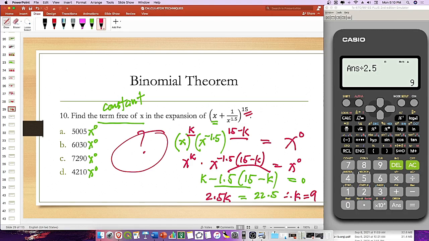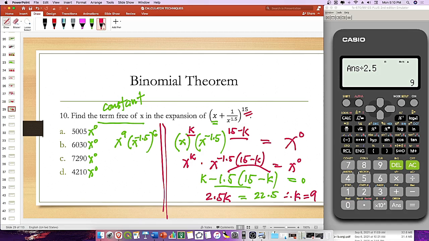So we can write this here. I will erase this part first, and I will write the value of k, which is now equal to 9. So I have here x, and since k is equal to 9, the power of x will be 9. Also I have here x raised to 1.5. Since the power of x is 9, the remaining power will be 6. So if we add 9 and 6, the total will be 15.